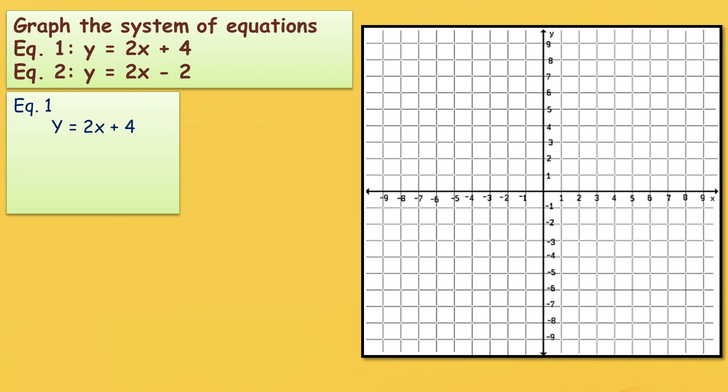Para ma-graph natin ang equation, we will use the slope and its y-intercept. Kasi kung mapapansin natin, ang equation ay nasa slope-intercept form na. So hanapin natin ang slope muna. So kapag nasa slope-intercept form na, we can easily get the slope of it. So slope is m is equal to 2.